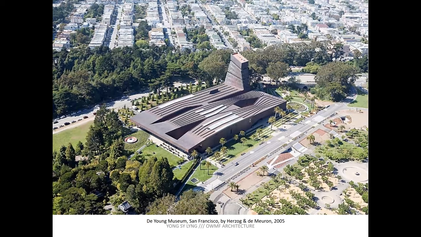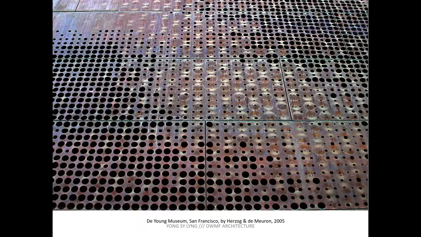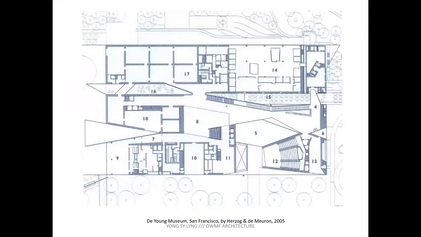So in 2005, there's this Herzog and de Meuron design, the de Young Museum in San Francisco, right? Of course, the facade is made of 7,200 pieces of unique cladding, with different perforations and embossing and things like that, right? So that's already quite common in that era. But if you look at the plan, they're going to do something here, right? You can see that this plan is not really orthogonal, so the idea of grid, the idea of geometry is not really applicable here.